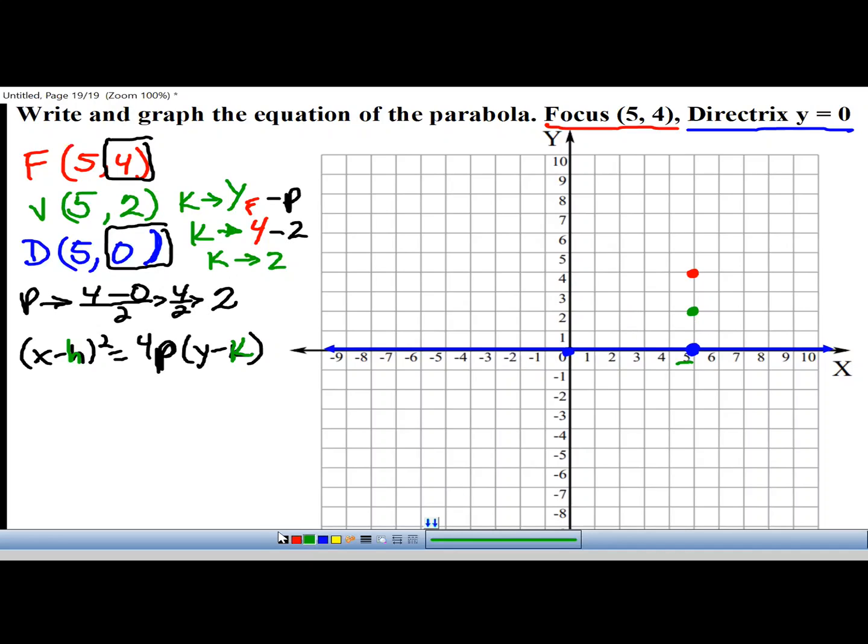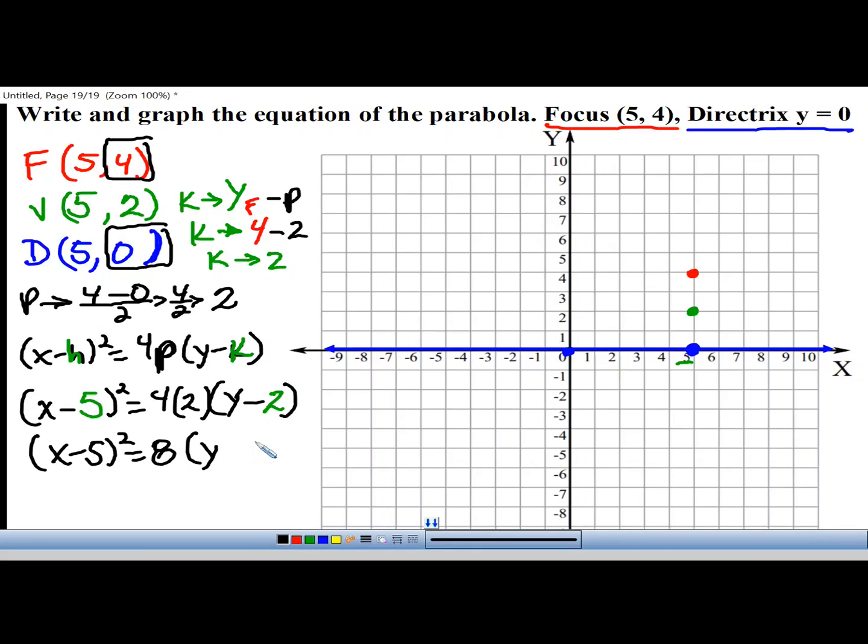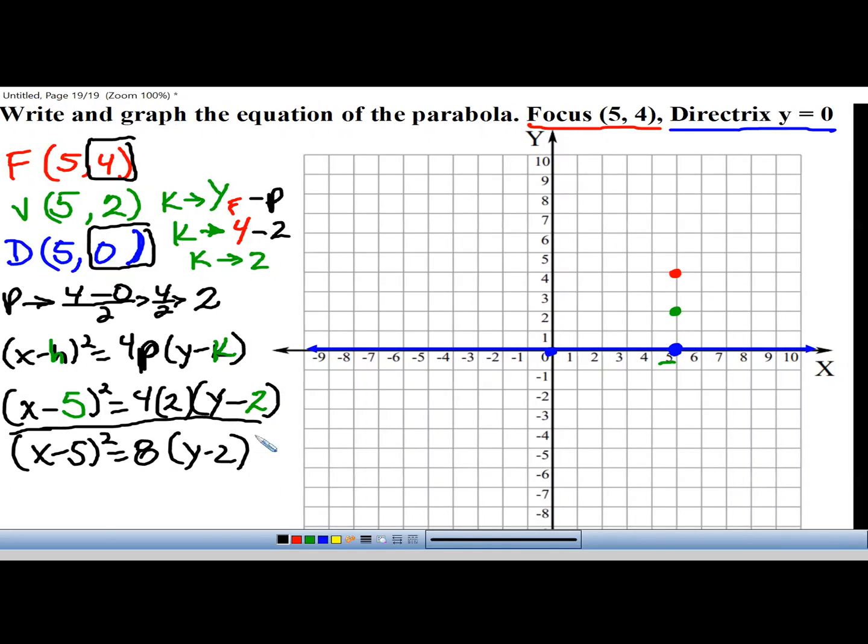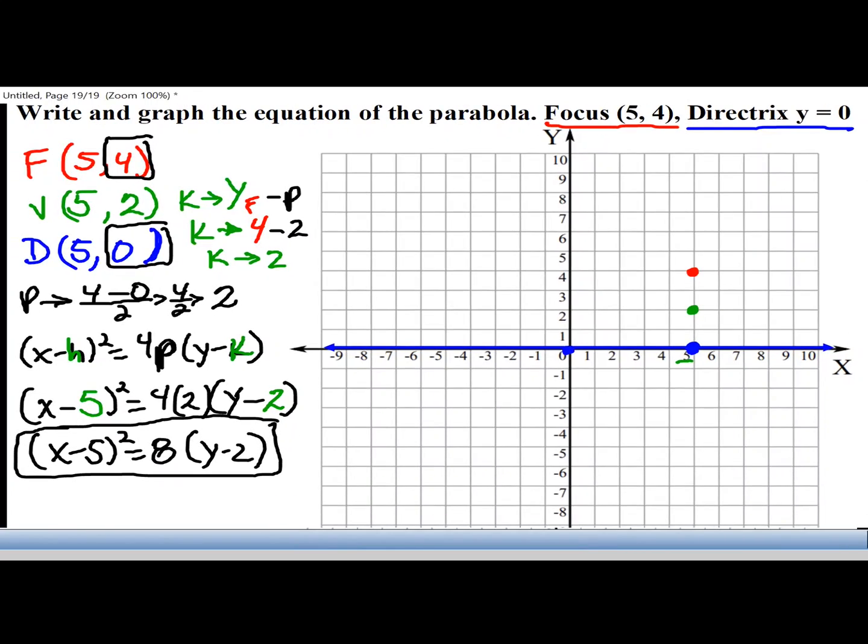Now that we have that, let's write our equation, but with values. X minus blank squared equals 4 parentheses, open parentheses, y minus blank. All right, let's fill out our vertex. Our vertex is 5, 2, which is h, k. So h is 5, k is 2. And what is our p? Our p is 2. Let's simplify that. We're left with x minus 5 squared equals 4 times 2 is 8, and then y minus 2. This is the equation of the parabola. And let's just graph our parabola so we can picture it going through the vertex, opening towards the focus. So there it is. Woo, let's go.